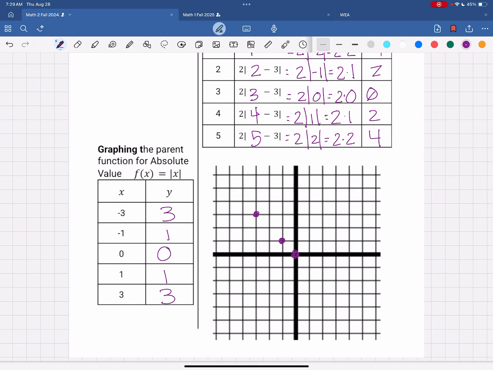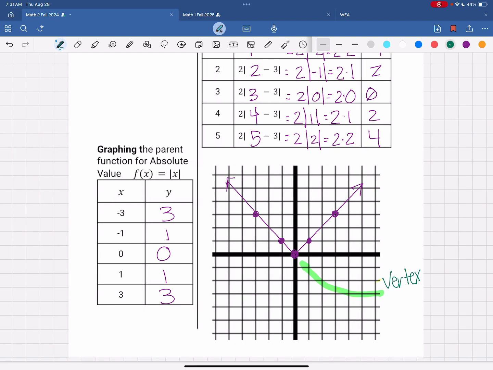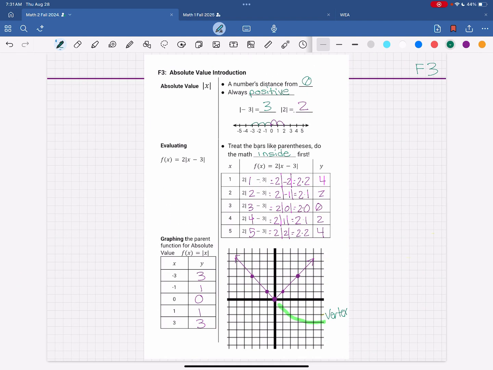My last point is 3, 3, which means I'm going to go right 3, 1, 2, 3, and up 1, 2, 3. And you'll notice that these points do not make a straight line. Absolute value equations do not form a straight line. You have 2 bars. The turning point of the absolute value bars right here is referred to as the vertex. And that's your introduction to absolute value.